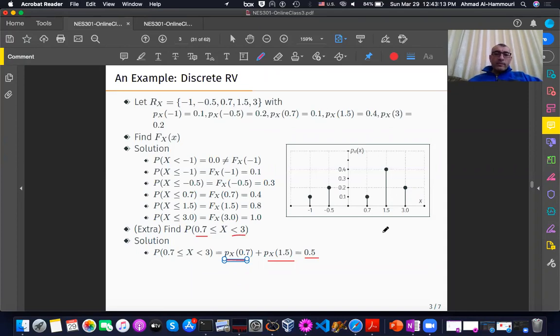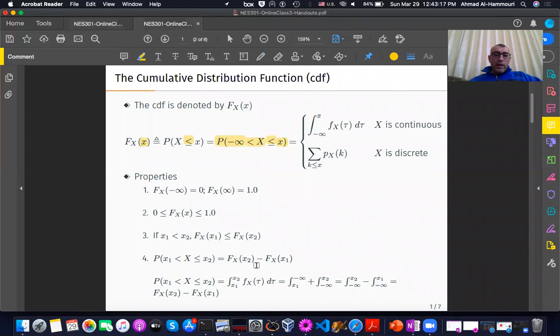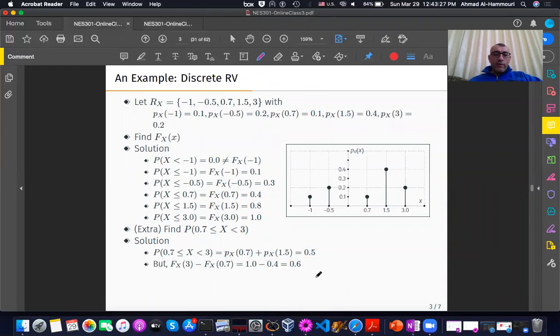Now, with property number 4, it tells me I can find it through the CDF. Let me see if I can find it via the CDF. What's F_X(3) minus F_X(0.7)? F_X(3) is 1, minus F_X(0.7), which is 0.4. 1 minus 0.4 gives me 0.6. Again, I have two answers that are not consistent, so I should have made some mistake in here. Let me see which one is the correct answer.